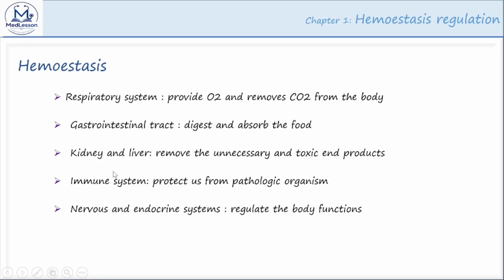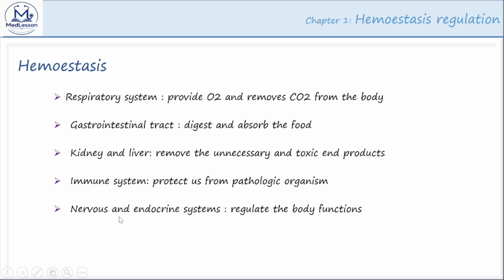To do so, all systems over the body should work properly. Respiratory system provides oxygen and removes carbon dioxide from the body. GI tract digests and absorbs the food. Kidney and the liver, these two organs, remove the unnecessary and toxic end products. An immune system protects us from the pathologic organisms.